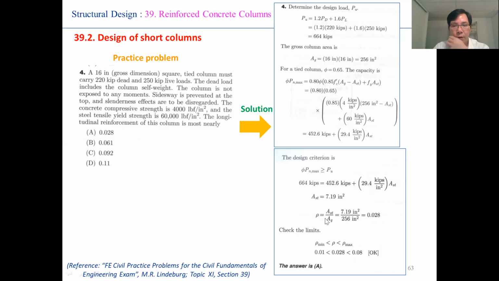And after, Rho. It is the ratio between Ast per Ag. And the result of Rho is 0.028. So you can check the limit between the minimum value and maximum value of Rho. So you can find that the good answer is B, 0.028, for this practice problem.